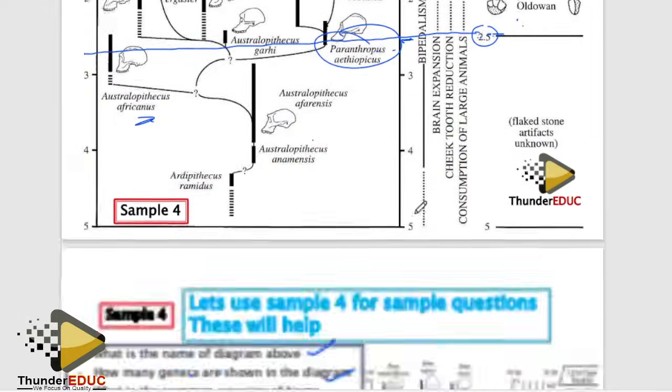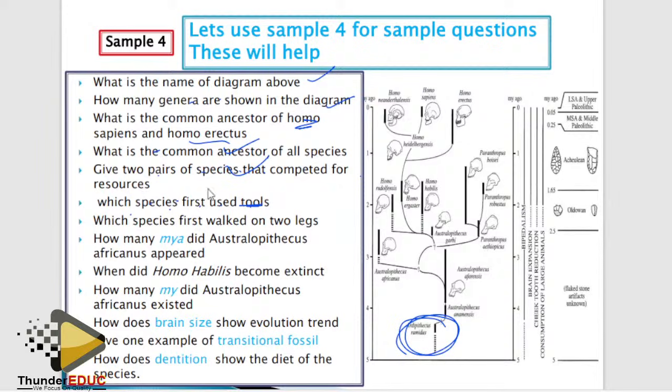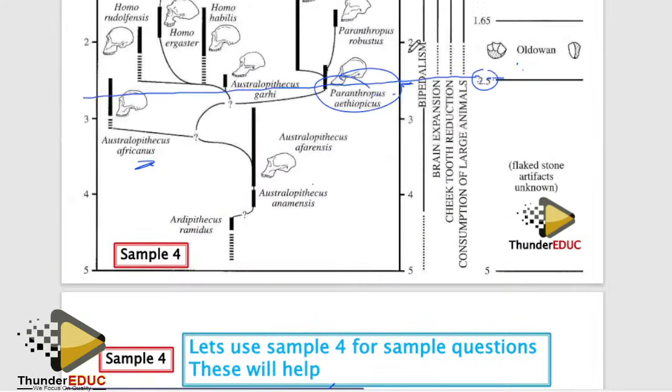Then they are asking another question. Species to walk on two limbs. The species to walk on two limbs is Homo erectus. But if they give you a diagram, you have to look at it. Bipedalism is here. So the species which first walked on two limbs is Australopithecus anamensis. So Australopithecus anamensis is the one which first used the two limbs.